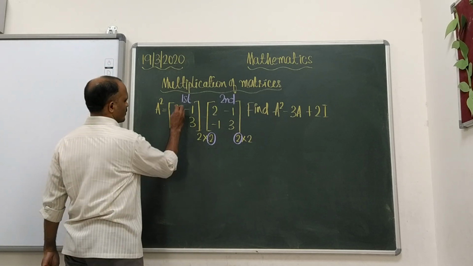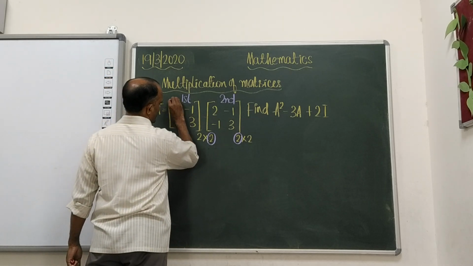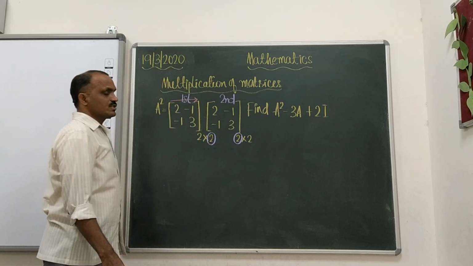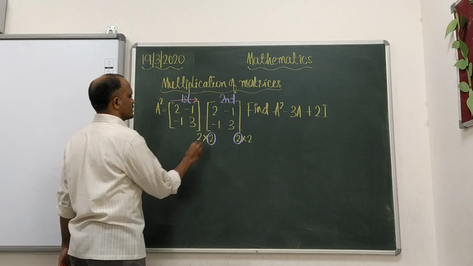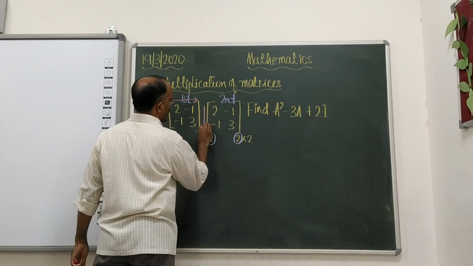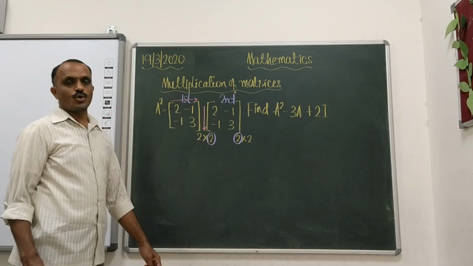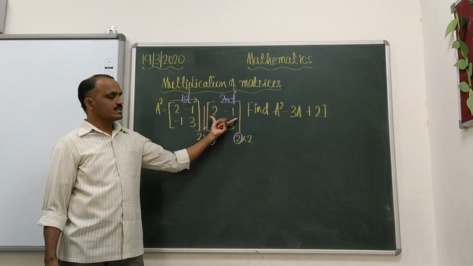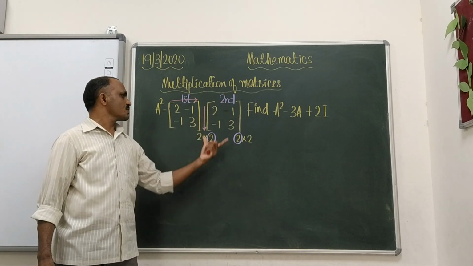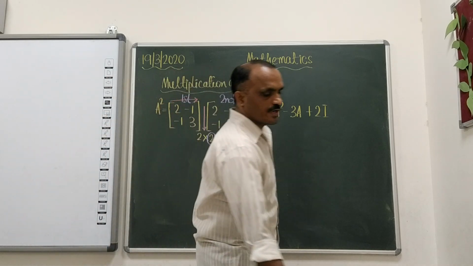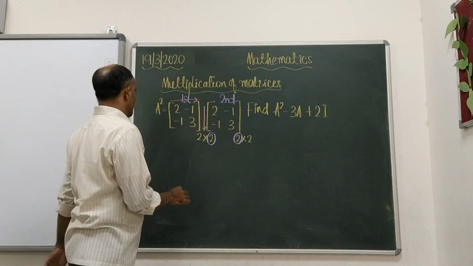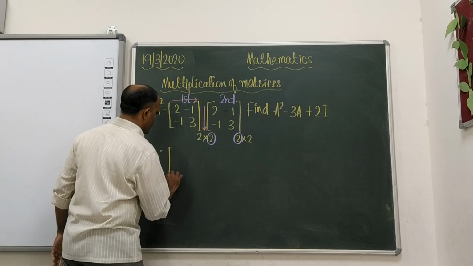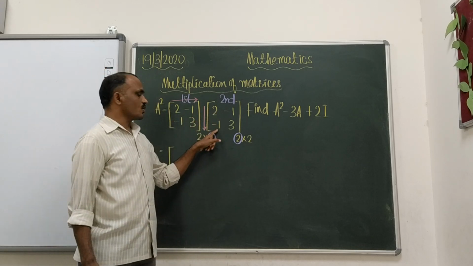Then we are going to multiply. How we multiply is, the first matrix we take row wise, and the second matrix we take column wise. So we multiply row into column. Then how are we going to multiply? First row into first column.